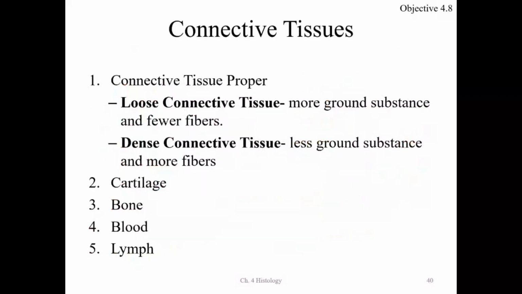Now, as we go through to classify this, there's going to be connective tissue proper, where we have your proteins and ground substance. It can be classified as loose connective tissue proper, where there's more ground substance and fewer fibers, or dense connective tissue proper, where there is less ground substance and more fibers. Remember me talking about the seesaw friends, the friends on the seesaw. It can go up one way or the other way, okay? Now, there's cartilage, there's bone, there's blood, there's lymph.